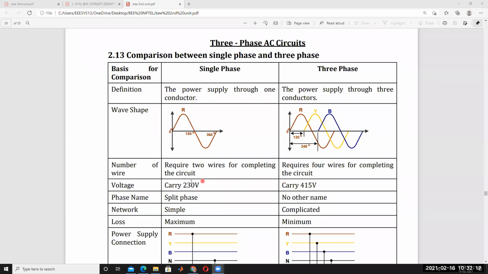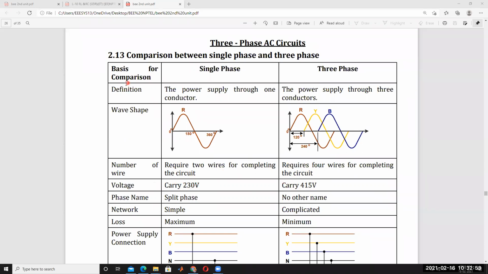For single phase, our domestic applications, fans: this fan is operating at 230 volts. TVs, fans, fridges, single-phase induction motors, they are operating at 230 volts. Small motors operate at 230 volts AC. For large motors, for agriculture purposes, we are using 415 volts. This is the voltage range of the three-phase system. The single-phase system's voltage is 230 volts.